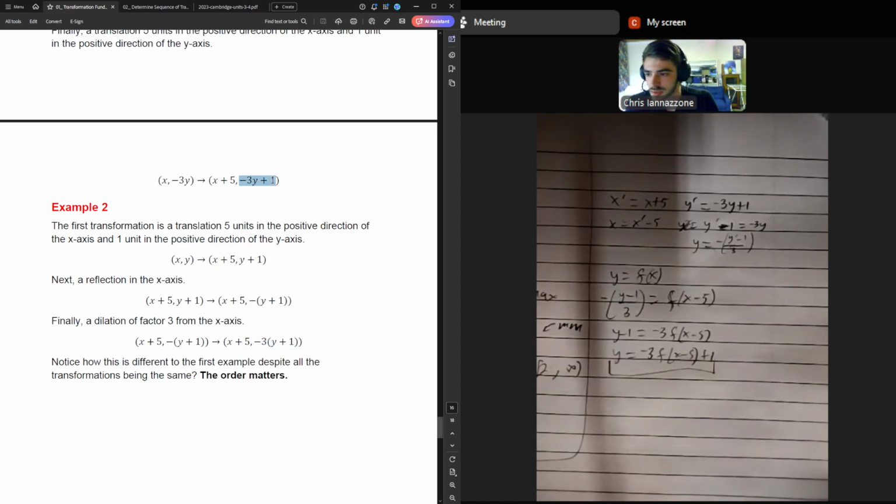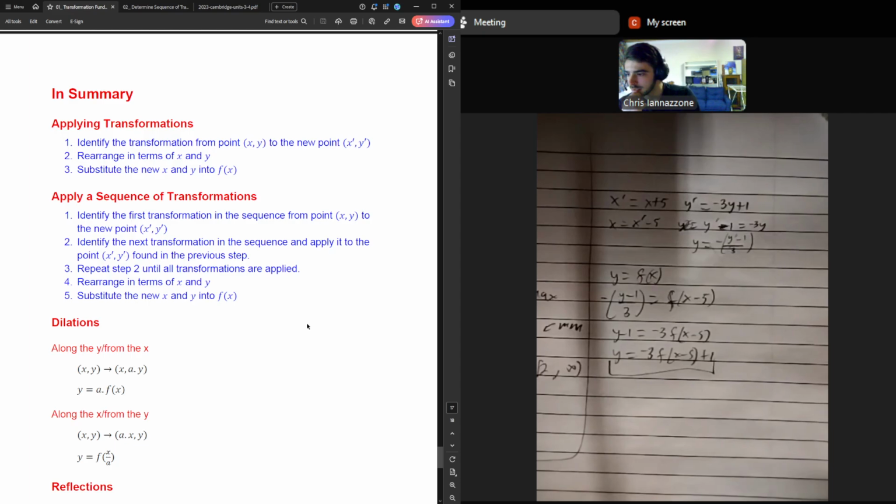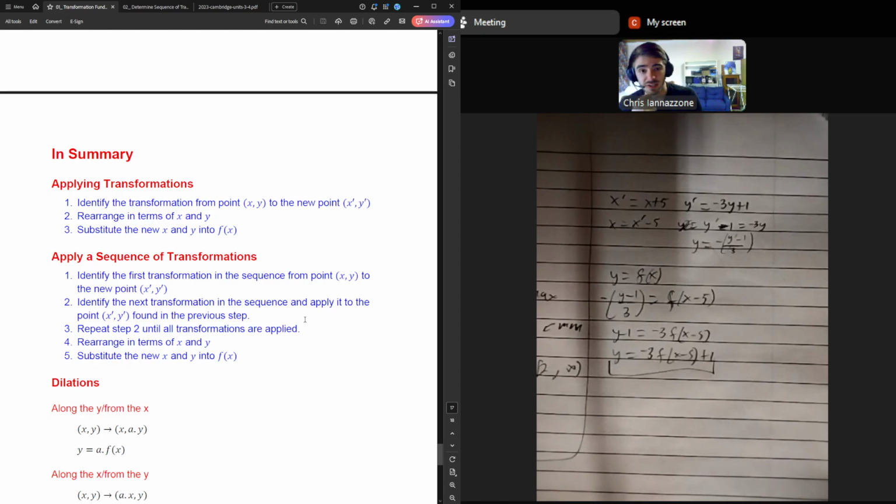And so if you just directly compare where we started and where we ended off on the last one versus this one, you can see that those are different things, right? Expanding this out is just going to be negative 3y minus 3, whereas this one is negative 3y plus 1. And that's it for that. So that's how we apply transformations in general and how we could do a sequence of transformations.